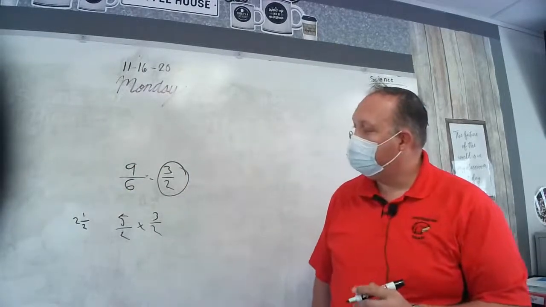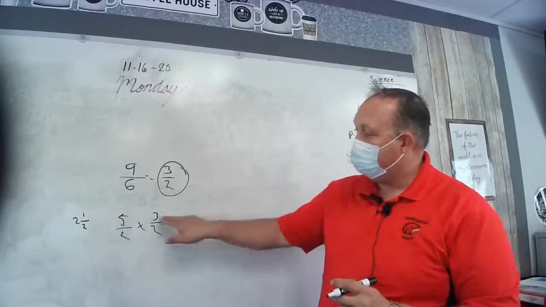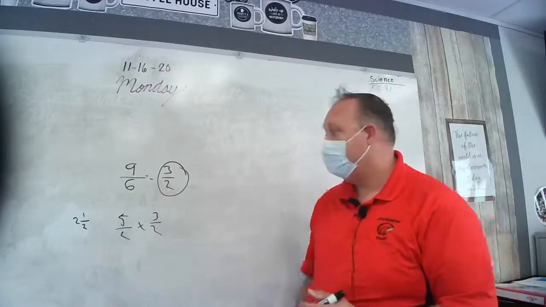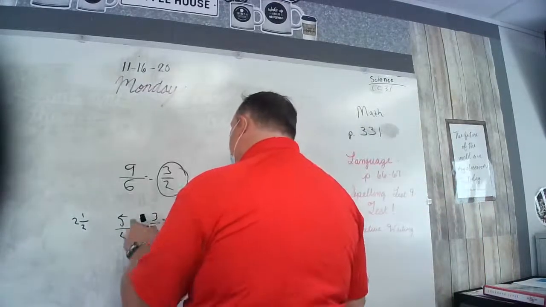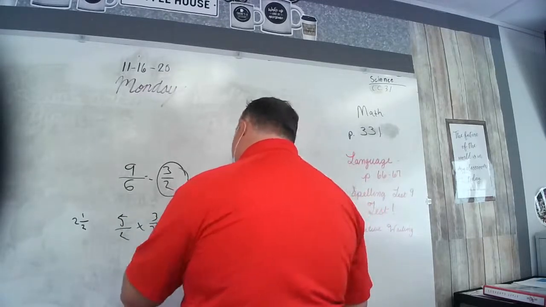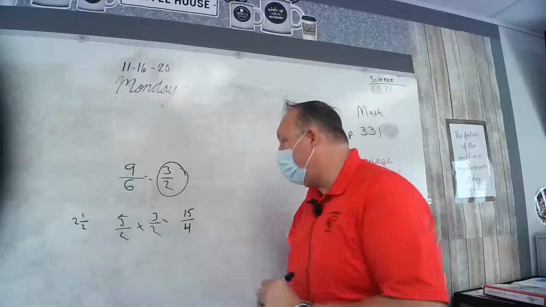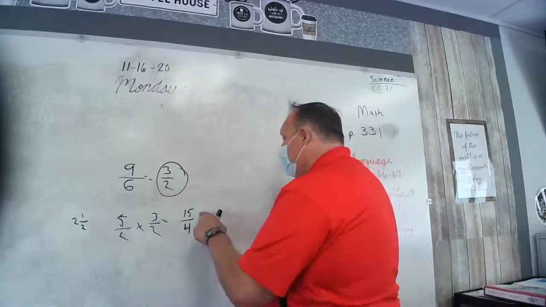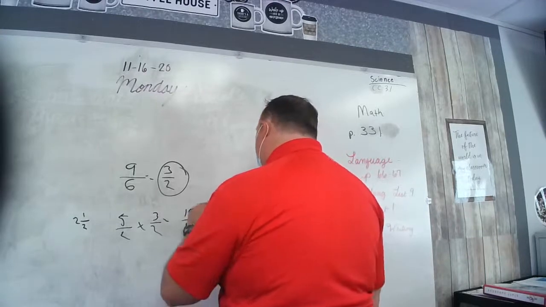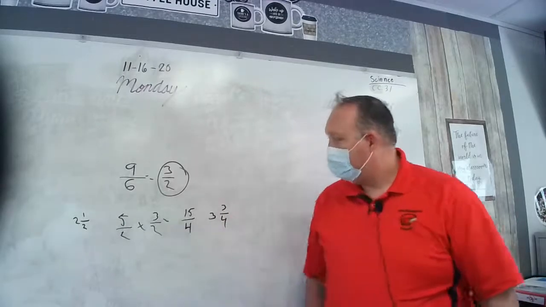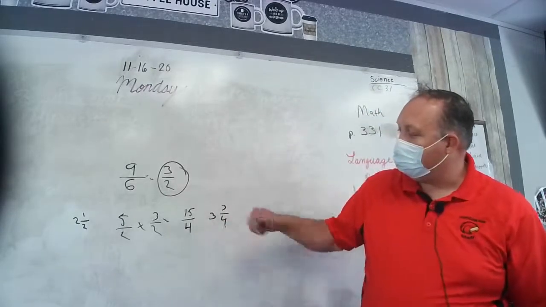Can we cancel out? No. 5 times 3 is? 2 times 2 is? We're going to change this back into a mixed number. 15 divided by 4 is going to be 3. That's going to give us 3 and 3/4. 4 times 3 is 12, plus 3 is 15.